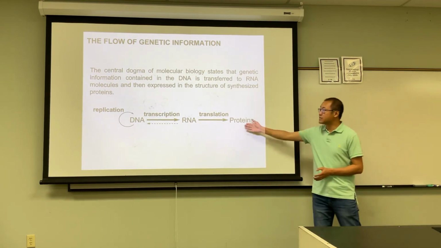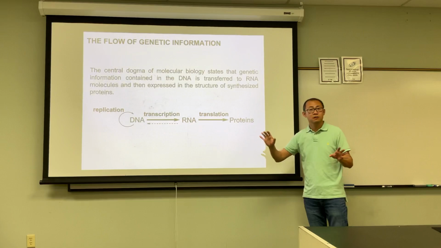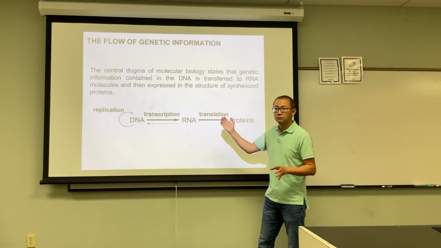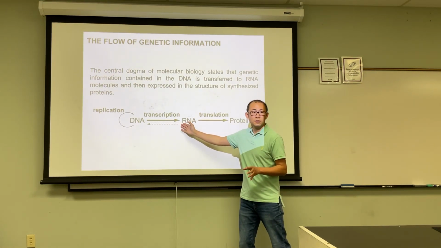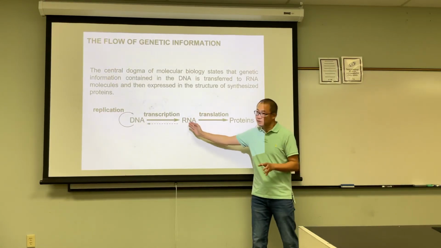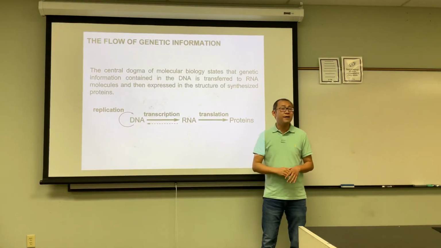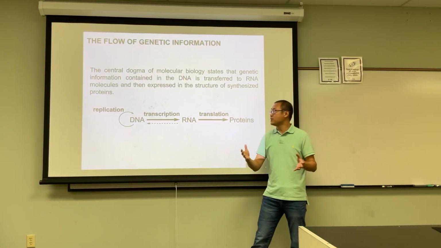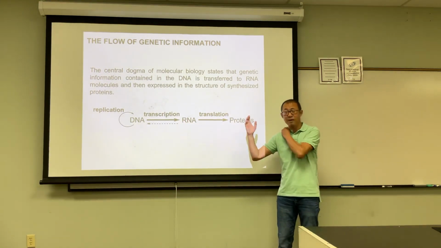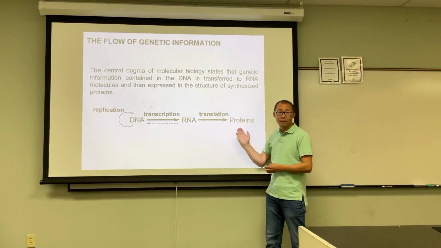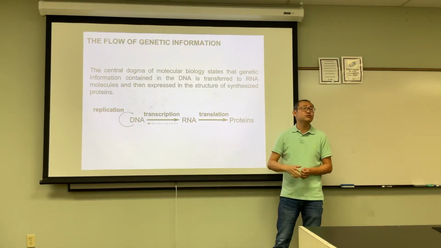Now, as you can see here, the information is not transferred directly. It is actually through an intermediate molecule called what? RNA. RNA molecules are heavily involved in the transfer process. So that means the information is not transferred to protein synthesis directly, but in the form of what? RNA. So the central dogma is divided into two steps.